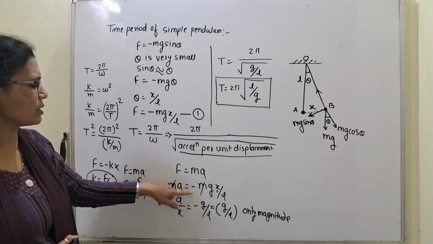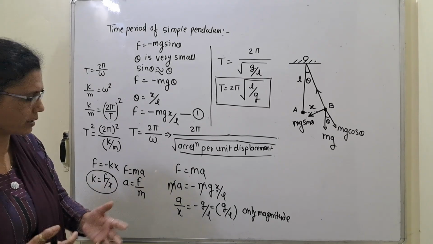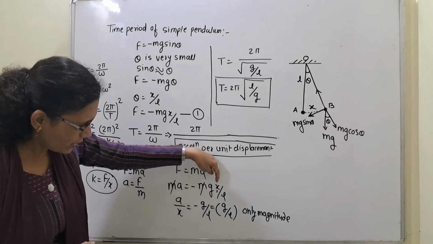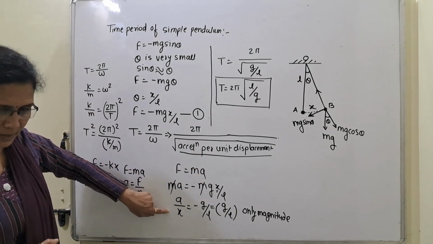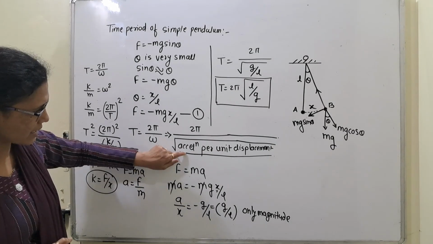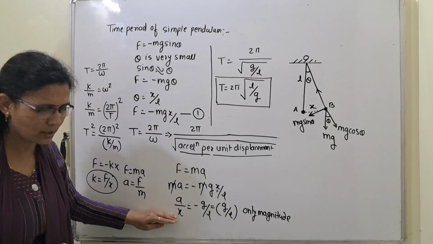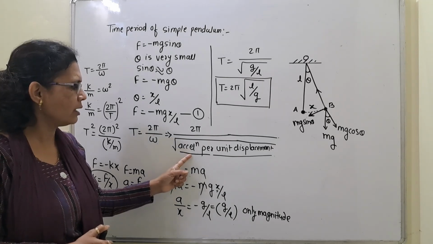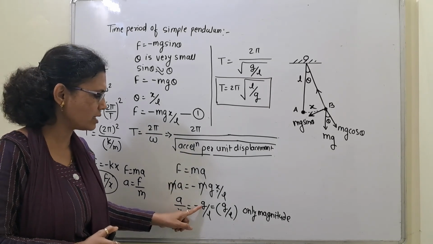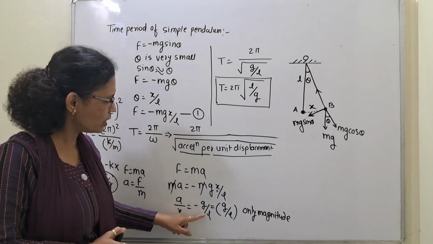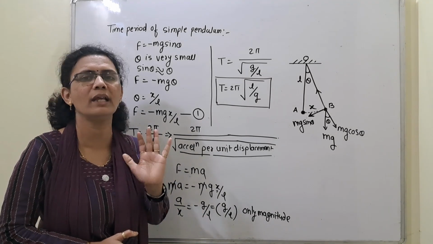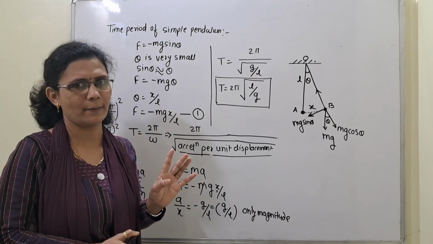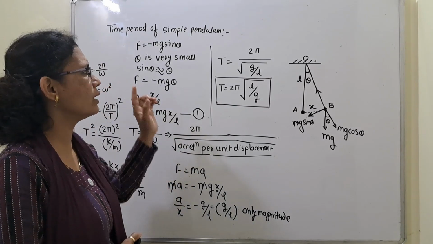Therefore, mass into acceleration is equal to minus mgx upon L. m gets cancelled. The remaining part will be a is equal to minus gx upon L. If I take this x to the left side, it gets divided, and this term becomes acceleration per unit displacement. We have to put the value of this a upon x in this expression. That value is minus g upon L. Put this value in the expression, but only the magnitude. You only have to write the magnitude. Don't take the minus sign.